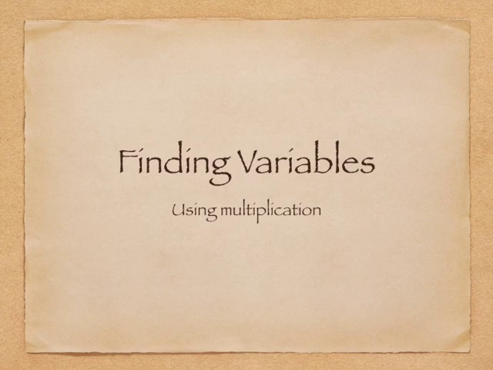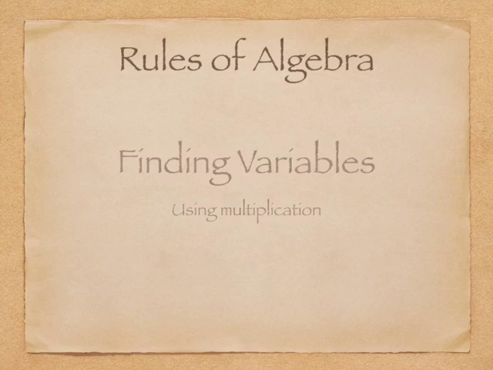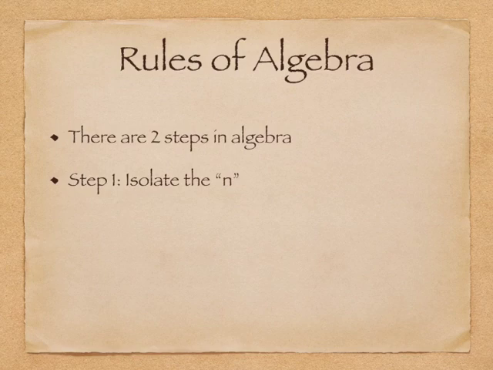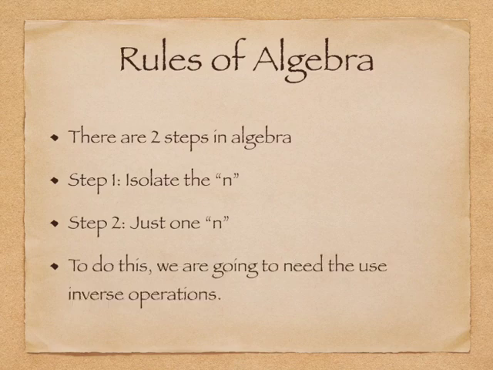Today we are going to continue working on finding those variables, finding that missing letter, but this time we're going to work on using multiplication to find those variables. So let's take a look again at our rules of algebra. Last time, we learned that there were two steps in algebra, and we learned all about the first step, which was isolating the n, getting the n all by itself. We didn't really tackle step 2, which is just one n. And that's really where we're going to try today, is we're going to work on step 2 of getting just one n, and you'll see what I mean by that in a minute.